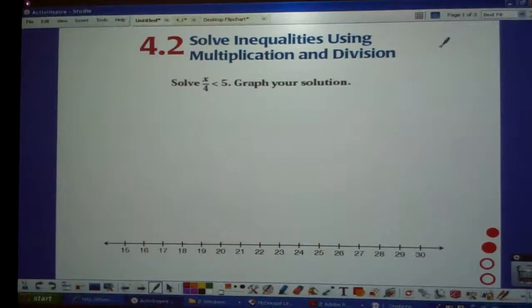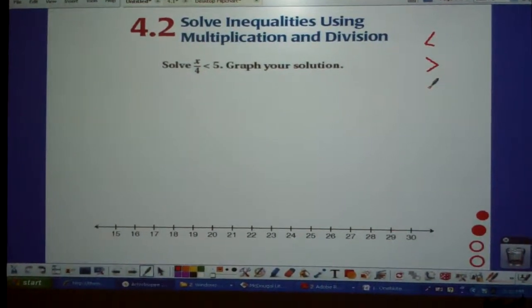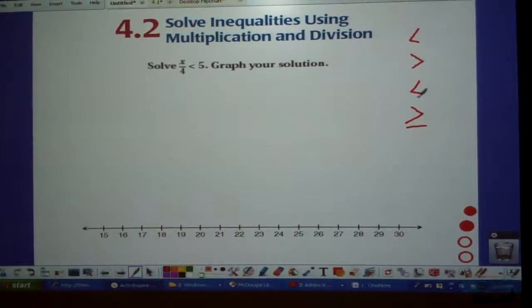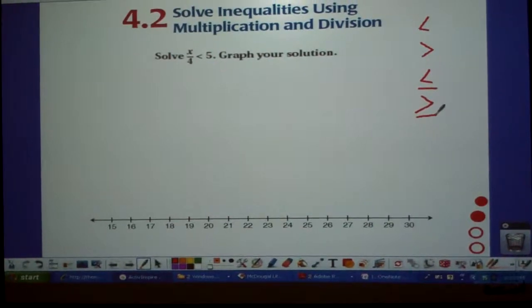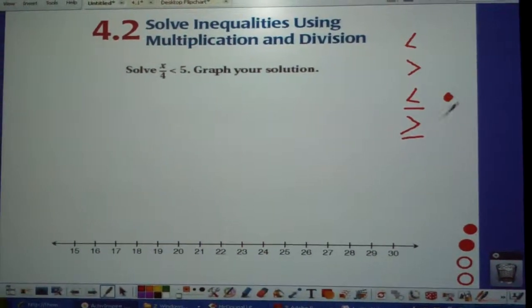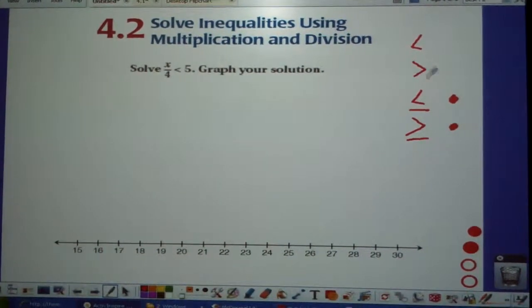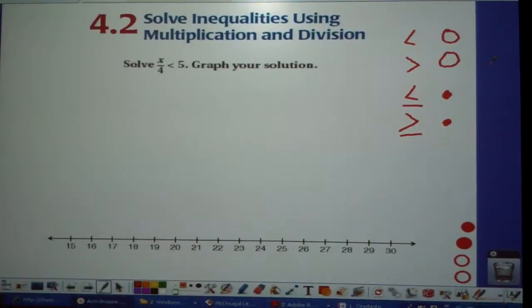Just to remind you, we want to make sure that we remember that if there's a line underneath the symbol, we're going to have a solid dot, and if there's not a line underneath, we're going to have an open dot. That's just when we go to graph it.